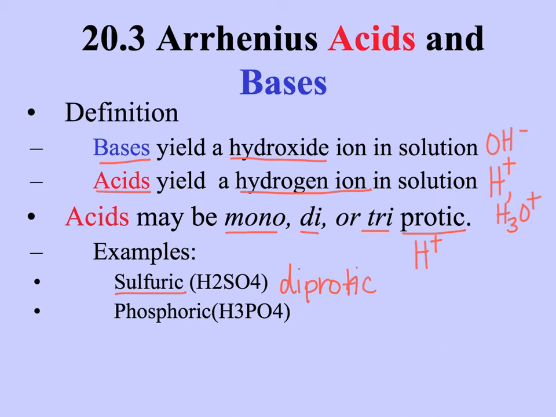Then look at the phosphoric acid, H3PO4. So there are 3 H's there, so this one is triprotic. Okay, has 3 H's or 3 protons. That's why it's called triprotic.